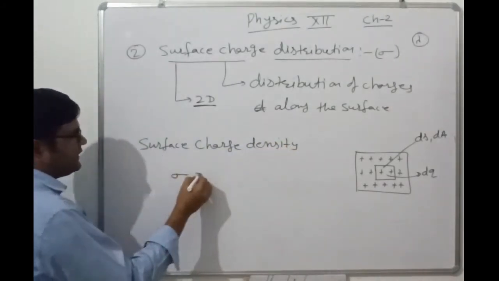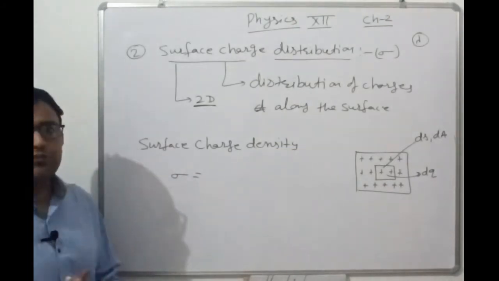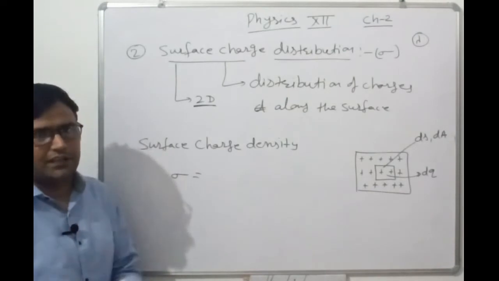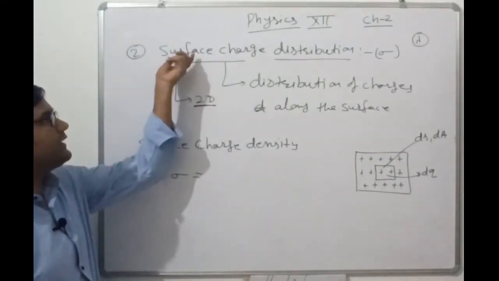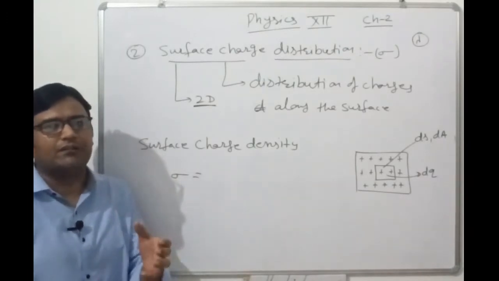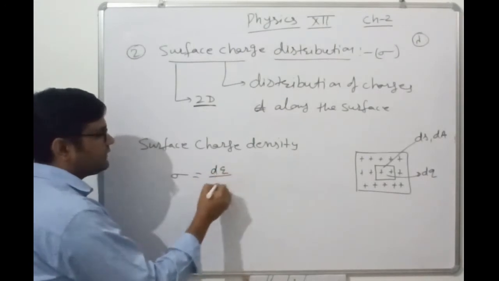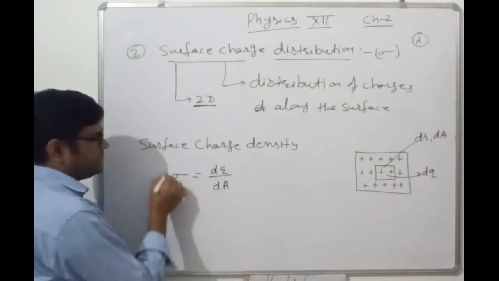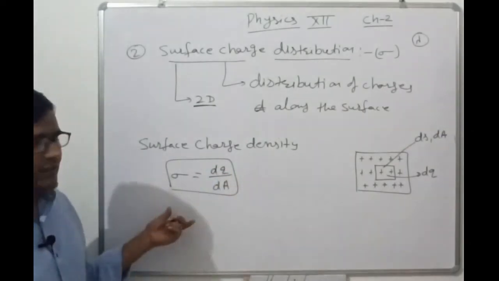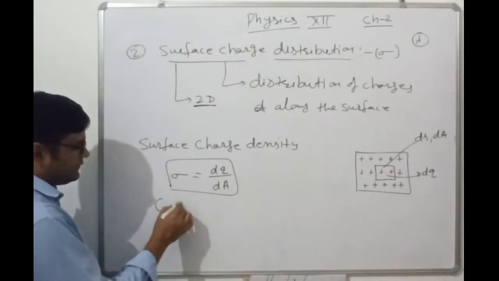It is represented in terms of the charge per unit area. Earlier it was the charge per unit length. Now we are considering the charge per unit area because in place of the linear, it is the surface. That's why here we are considering the area of that particular surface. Sigma equal to dq upon dA or dq upon dS. Clear?